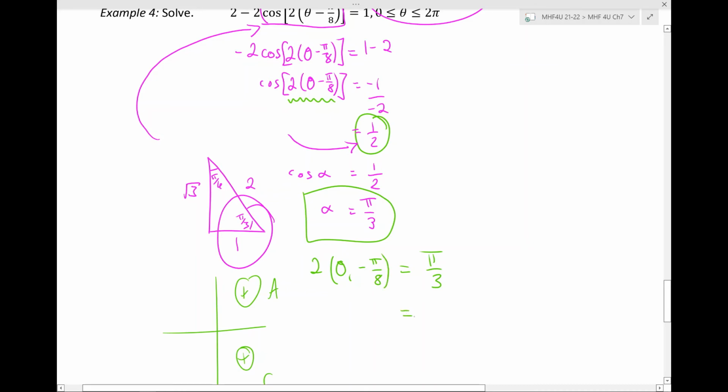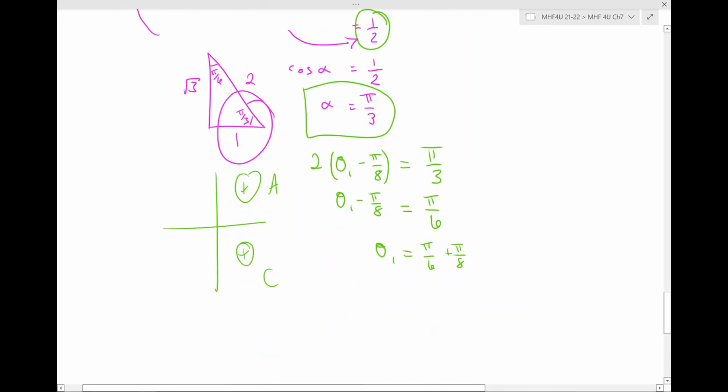Now I need to isolate for theta 1, so I can divide both sides by 2. So pi over 6 over here, and I'm working with theta 1 minus pi over 8. That is theta 1 is equal to pi over 6 plus pi over 8. That's not easy, and that's okay. We can multiply the numerator and denominator by 4, so 4 pi over 24, and multiply the numerator and denominator by 3 over here, so 3 pi over 24, and that is 7 pi over 24. Well, that's theta 1.